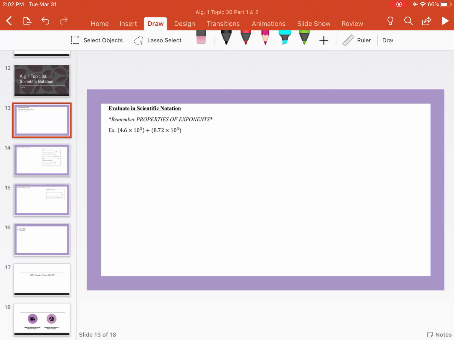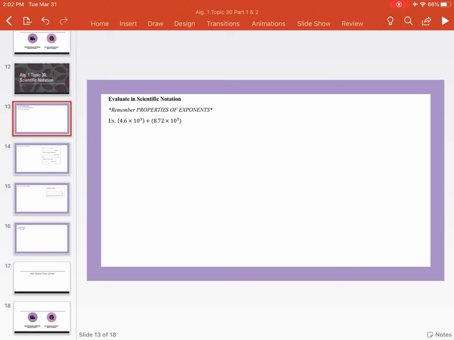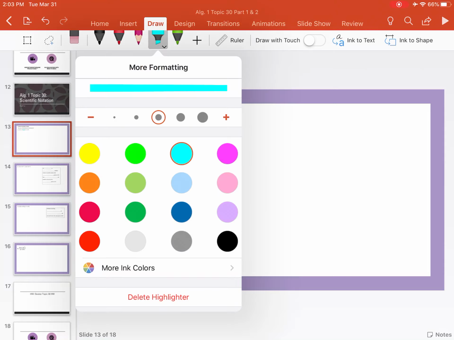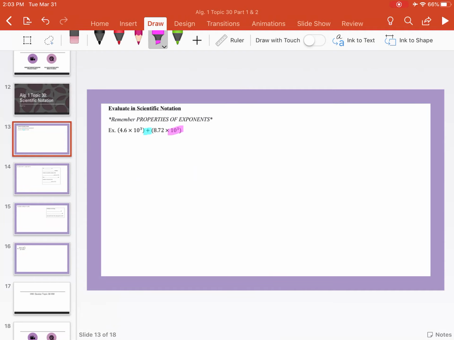We have 4.6 times 10 to the third plus 8.72 times 10 to the third. So looking at this problem, we know that we're dealing with addition here. And we also know that they're both raised to 10 to the third power. So these two powers of 10 have to match in order to add or subtract them. And because they match, we can do something like the distributive property, my favorite property, but the opposite.